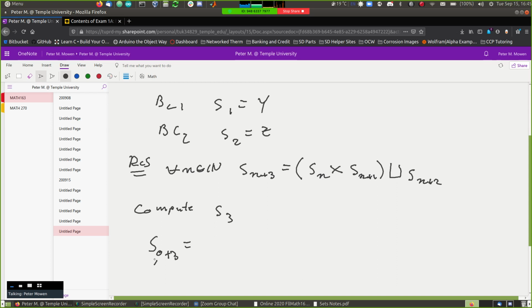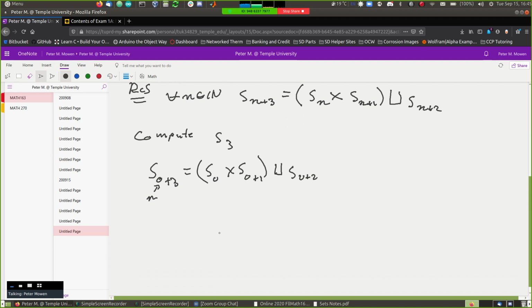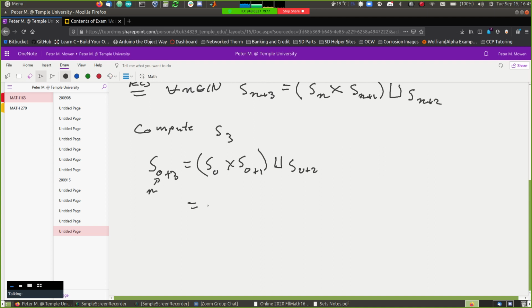And so that part becomes n. So then if n is 0, that means the subscript of the first one is 0. And then the subscript of the second one is 0 plus 1, and this is 0 plus 2, which is equal to S0 cross S1 union, or sorry, coproduct S2.